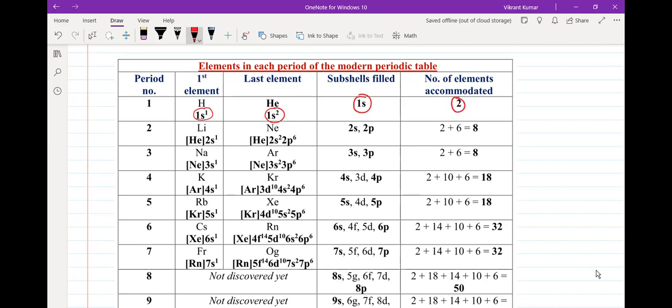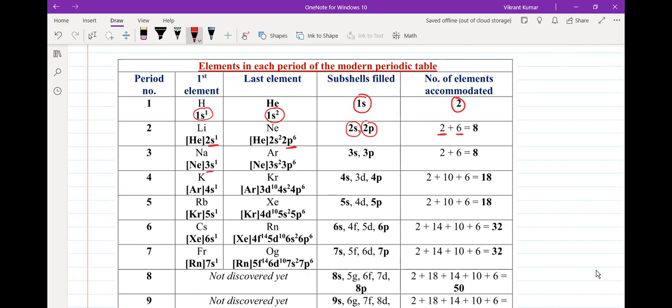Now, the second period starts at 2s and ends at 2p. And that's why the subshells getting filled are 2s and 2p. The capacity of 2s is 2 and the capacity of 2p is 6, and that's why we are getting 8 elements.